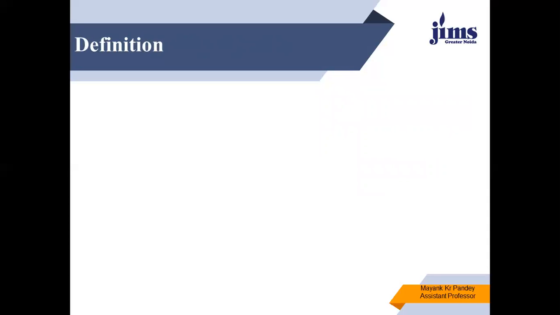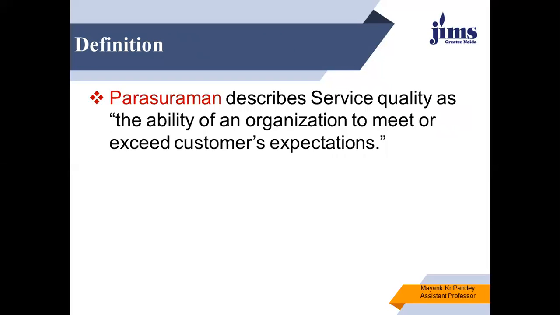definition. Yes, to write in examination, we also need to understand definitions. So here is the definition given by Parasuraman. Parasuraman was a management thinker. He describes service quality as the ability of an organization to meet or exceed customers' expectations. Means the ability of any organization, whether they are able to meet the customer's expectation or they are able to exceed the customer's expectation. This is all about service as per Parasuraman. So this is one definition.